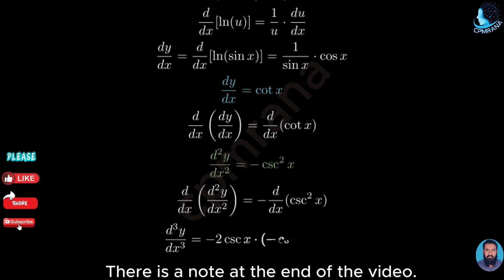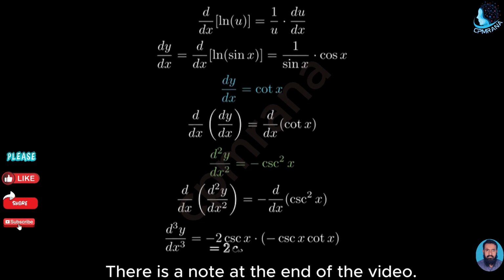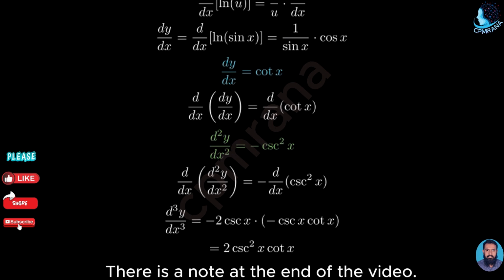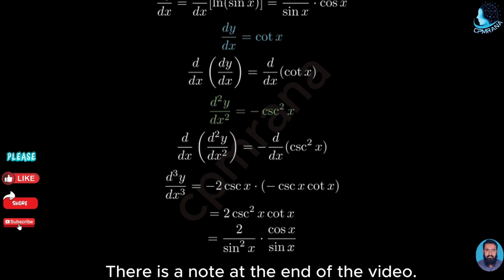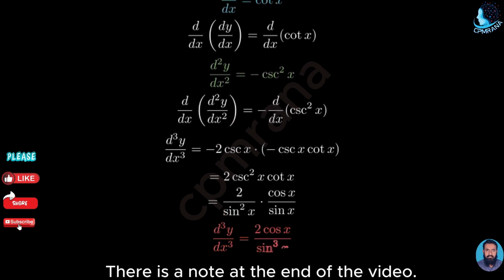Using the chain rule and product rule, we get negative 2 times cosecant x times the derivative of cosecant x. The derivative of cosecant x is negative cosecant x cotangent x. Let's simplify this further. Remember that cosecant is 1 over sine, and cotangent is cosine over sine. Substituting these in, we get 2 cosine x over sine cubed x, which is our final answer.